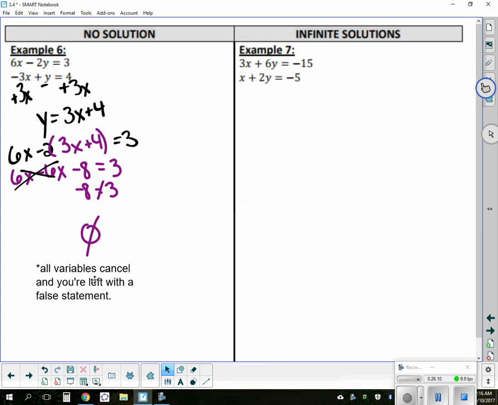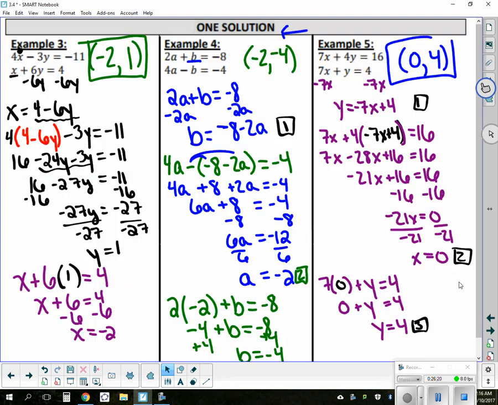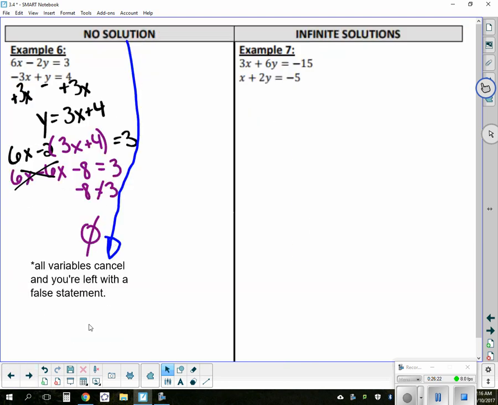Make sure you write that down somewhere so you remember. That is how you get no solution. Notice that it is not because of a 0. 0 is a solution. It's because everything, all of your variables are gone, and your statement that you're left with is not true. Okay, you guys try number 7. See what happens to make infinite solutions. Pause the video, give it a shot.